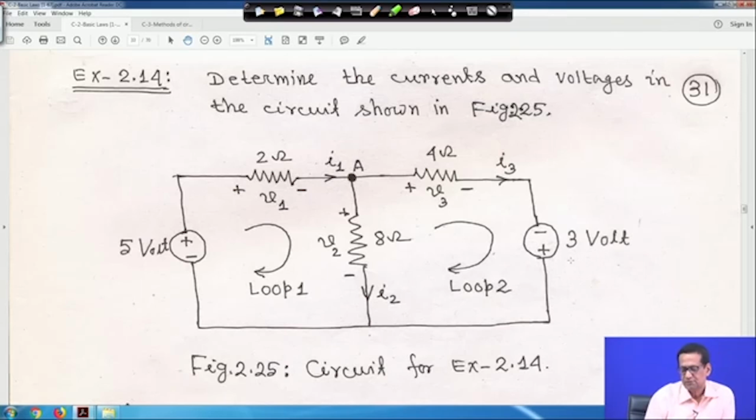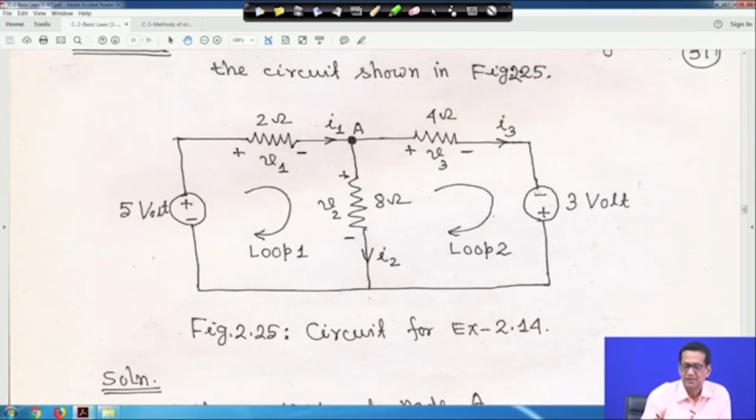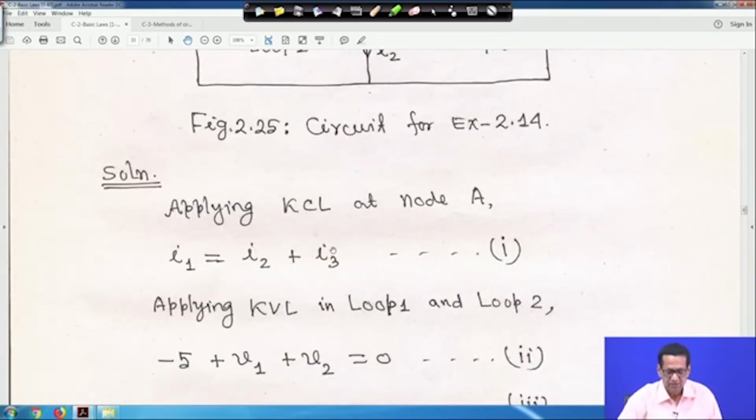Now, you have to apply KCL and KVL. First, you apply KCL at node A. This is my node A from the circuit. Applying KCL here, the incoming current at node A is I1, and the outgoing currents are I2 and I3. So I1 is equal to I2 plus I3. This is equation 1.